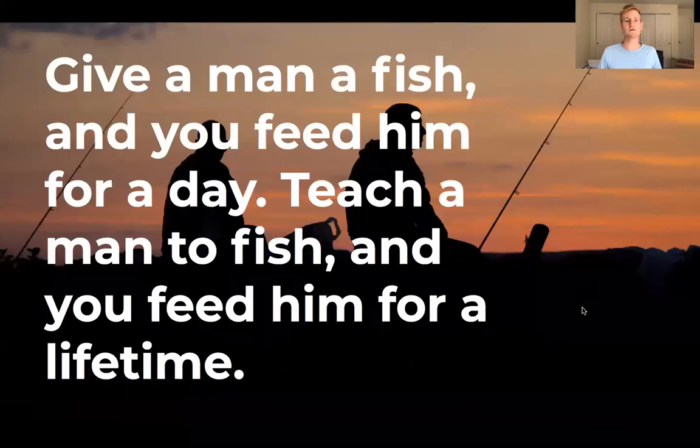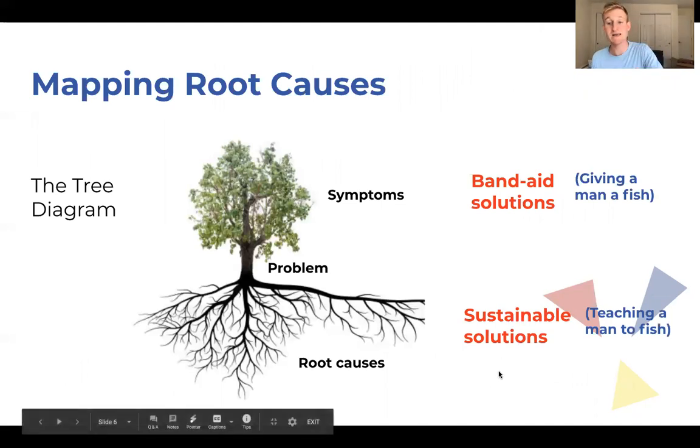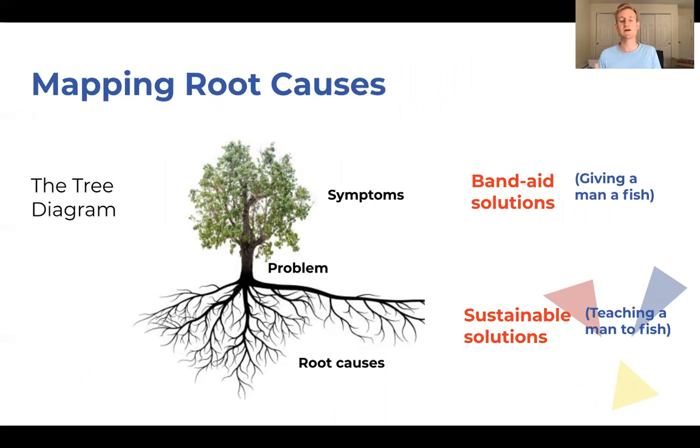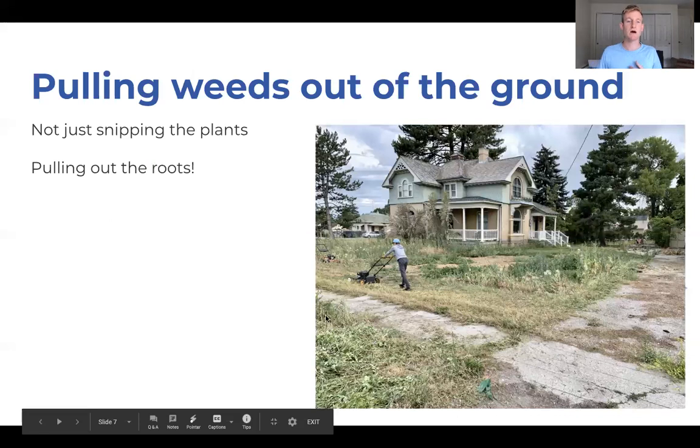And it reminds me of this quote, which I think many of you will have heard. When you give a man a fish, you feed him for a day. When you teach a man to fish, you feed him for a lifetime. And it's really about this idea of trying to find sustainable solutions. Like, teaching the man to fish is a more sustainable solution, whereas giving a man a fish is more of a band-aid solution, right? So as we start to map out our problem on this tree, we start to have an understanding of what's really causing this, and how can I choose to attack the roots of this problem rather than just a symptom.